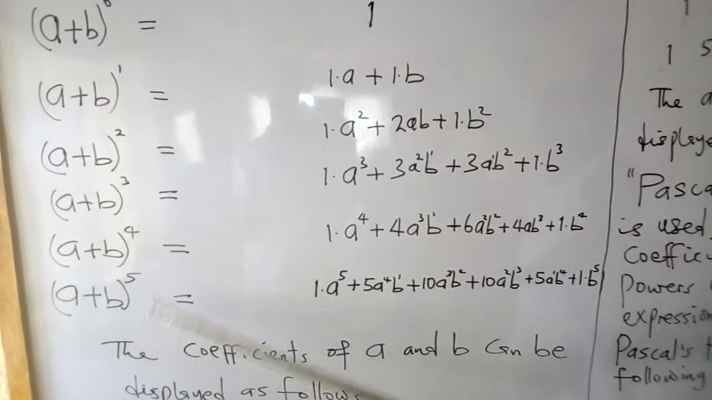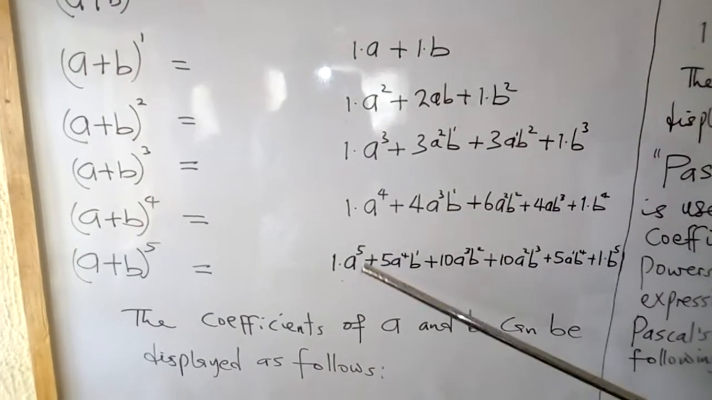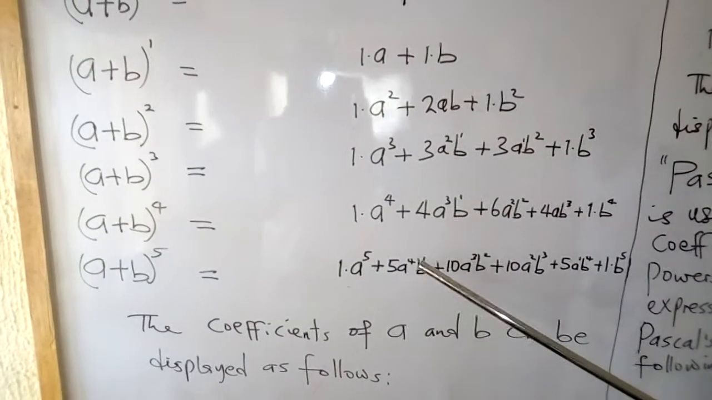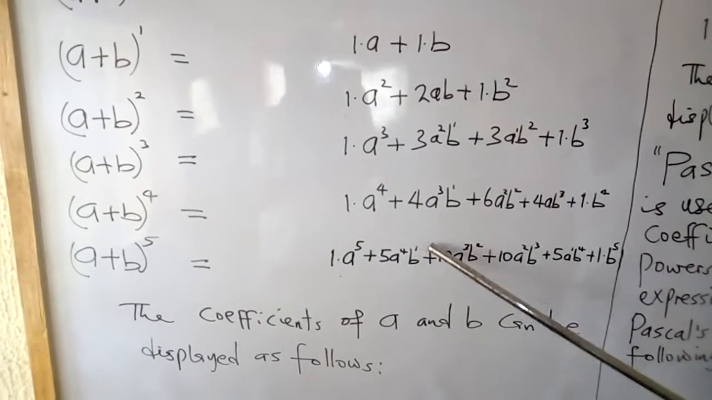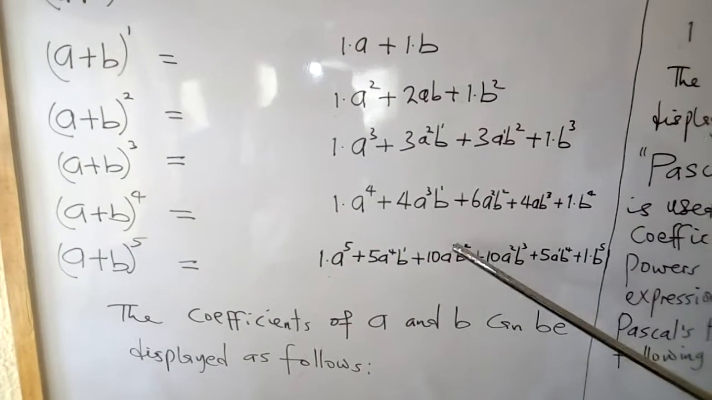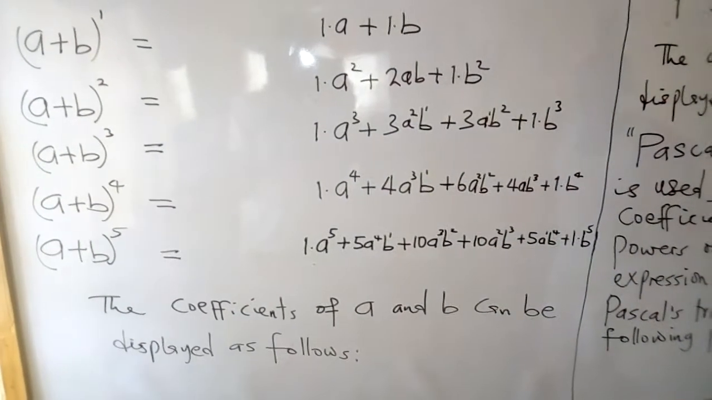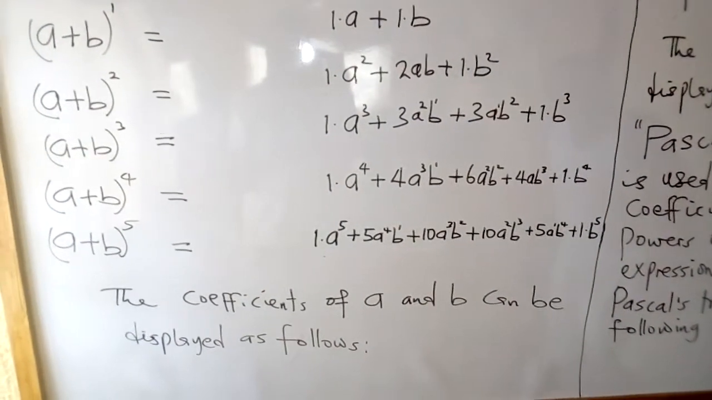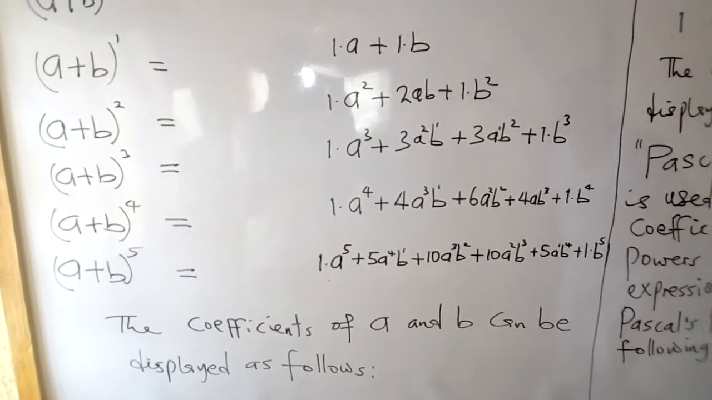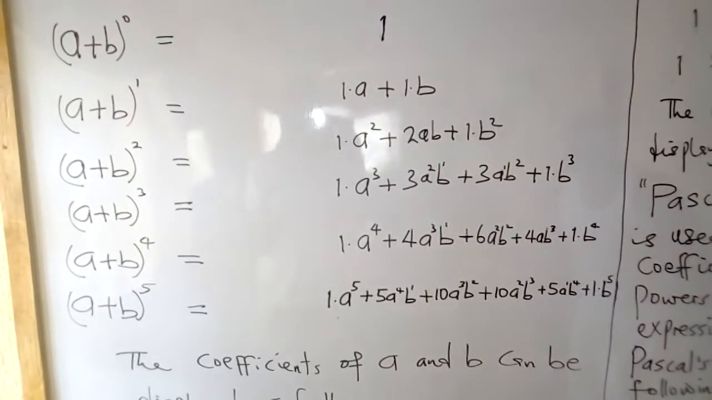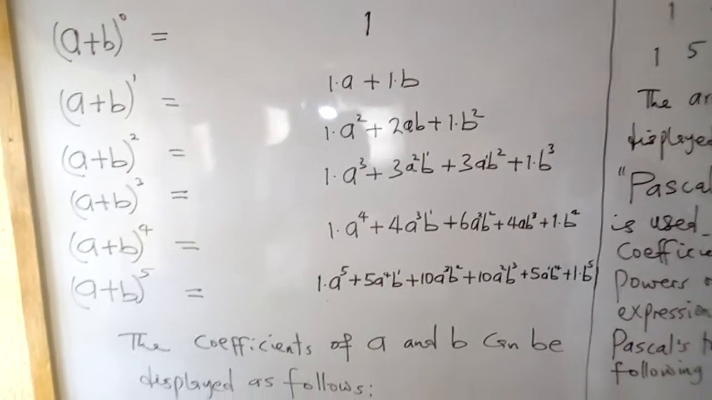The next one, (a + b) raised to power 5. The first term here is what? 5 here. a raised to power 4, b raised to power 1. 4 plus 1, 5. 3 plus 2, 5. 2 plus 3, 5. 1 plus 4, 5. And then 5. So, the sum of the powers of each term is equal to the power in the original expansion.